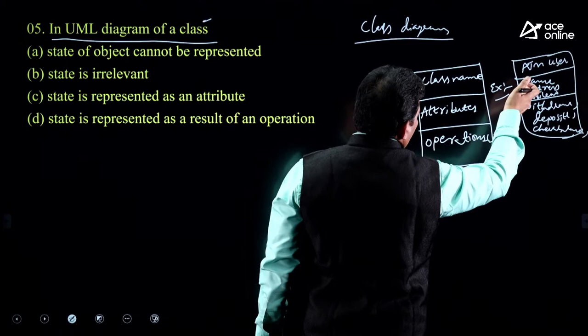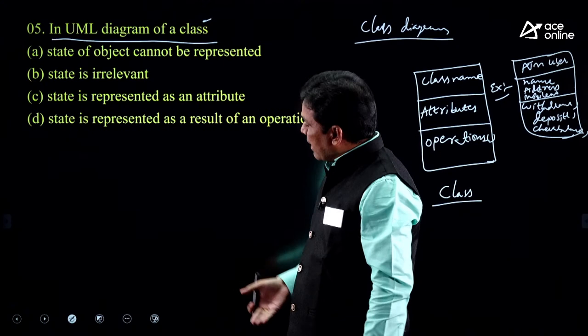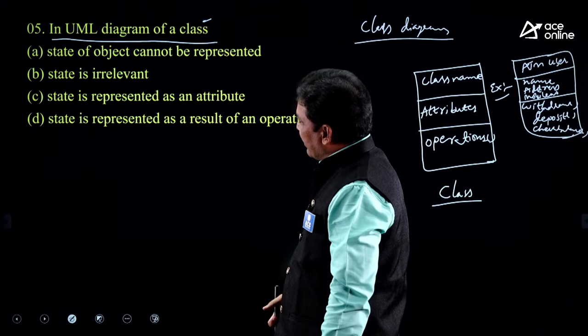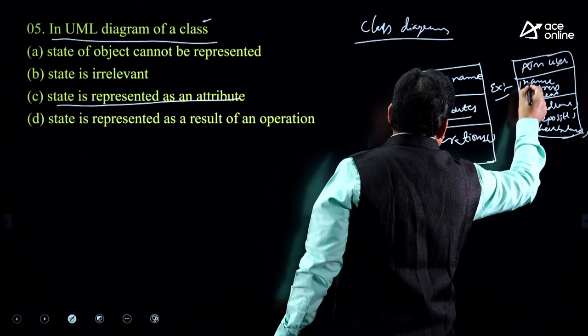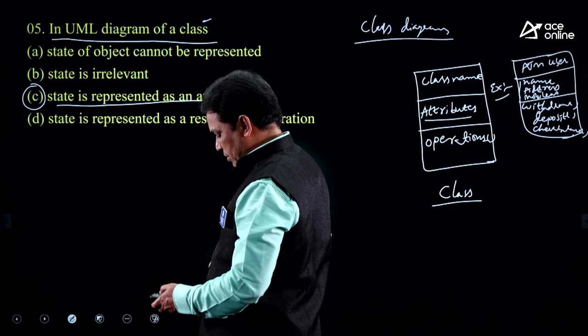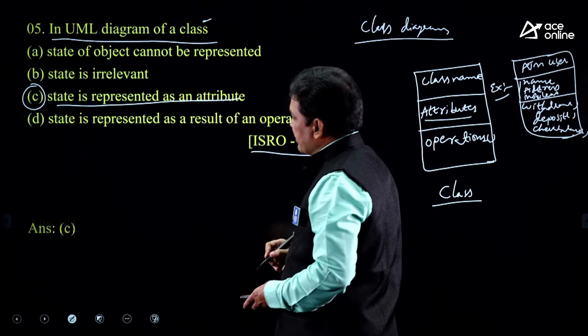Now the question which was asked here is, in a UML diagram of a class, state of an object cannot be represented. State is irrelevant. State is represented as an attribute. This is the answer. State is represented as an attribute in a class diagram. Right? So this is the answer for the fifth question. This question was asked in ISRO 2007. So the answer is C.